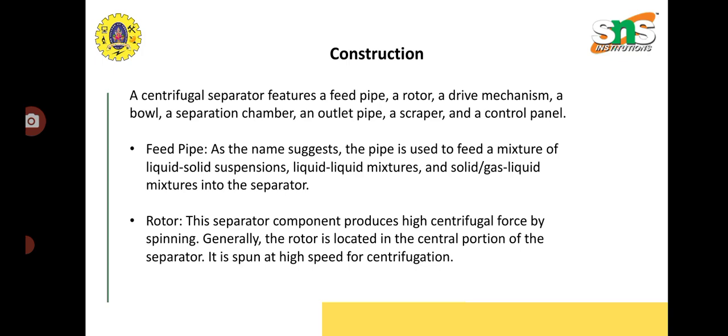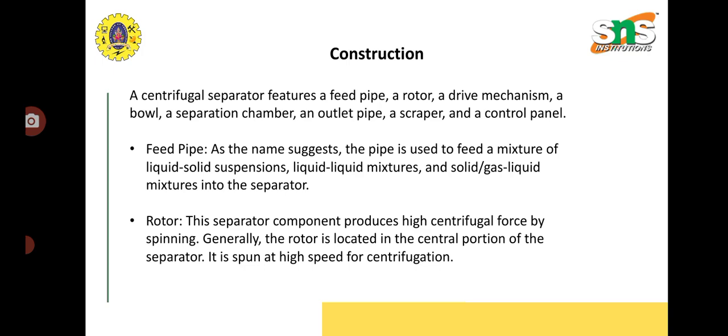We can see the construction of the centrifugal separator, consisting of the feed pipe, which is the inlet section, and a rotor and a drive mechanism for creating the centrifugal force inside the chamber, and the separation chamber and the outlet pipe, and also the control panel. As you know, the feed pipe is used for the inlet section, and the feed can be a liquid-solid suspension, or liquid, or solid, or gas-liquid mixture into the separator.